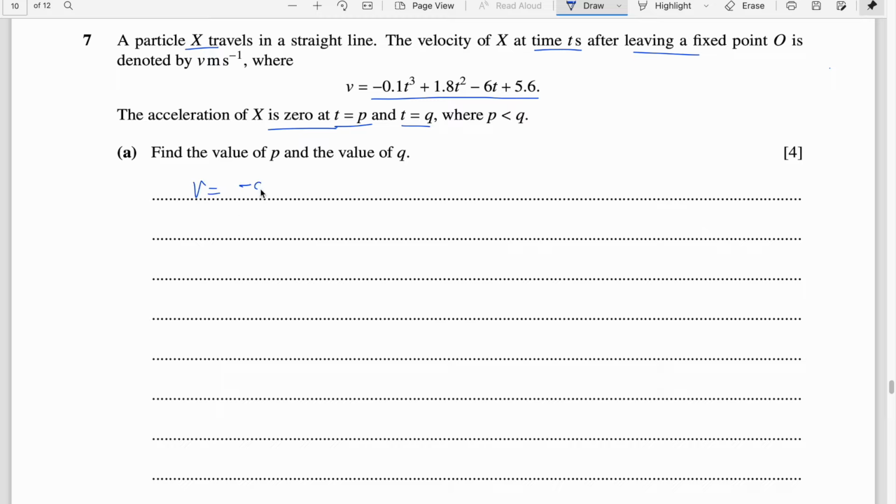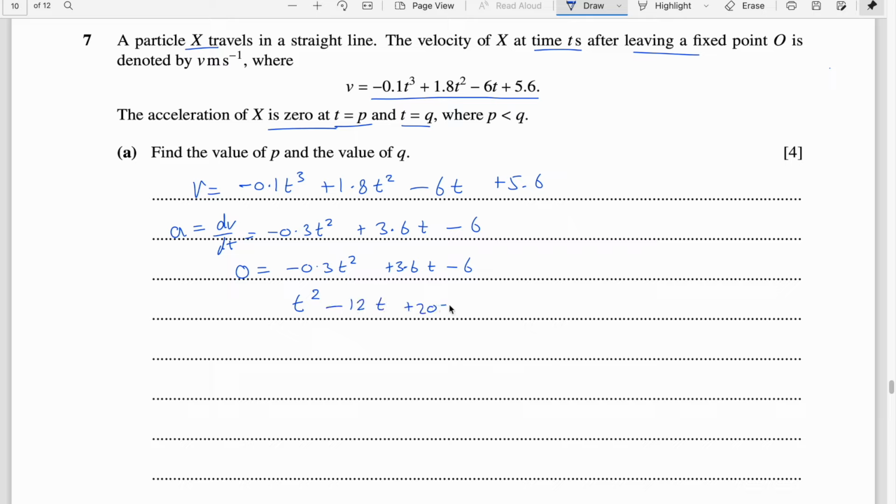So we know velocity is equal to negative 0.1 t cubed plus 1.8 t squared minus 6t plus 5.6. So in order to find the acceleration, I'll have to differentiate this equation, and we get negative 0.3 t squared plus 3.6 t minus 6. And we know that acceleration was 0. So we plug in 0, and negative 0.3 t squared plus 3.6 t minus 6, dividing the whole equation by negative 0.3, t squared minus 12t plus 20 is equal to 0. And solving by middle term breaking, minus 2t minus 10t plus 20 is equal to 0. t minus 2, t minus 10, so t minus 2 and t minus 10.